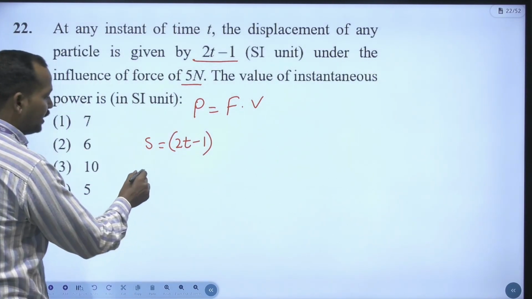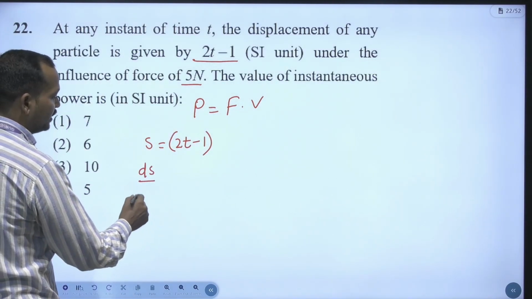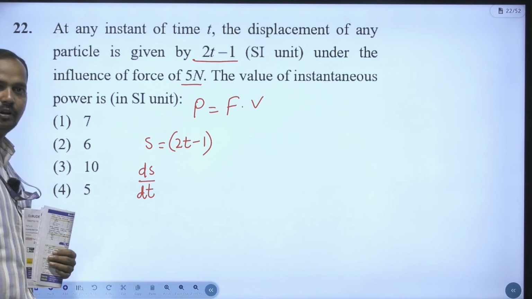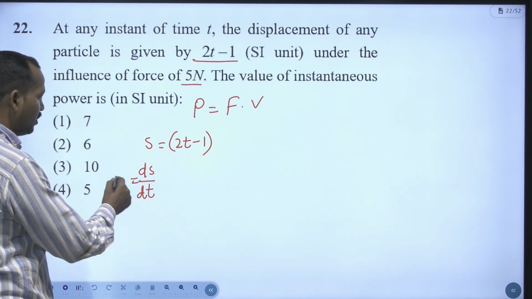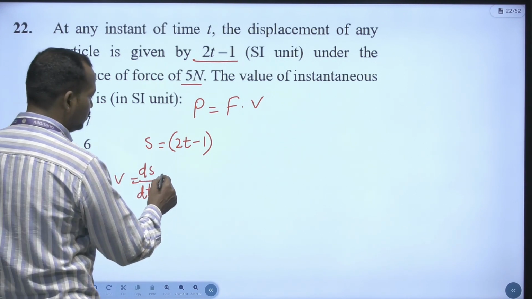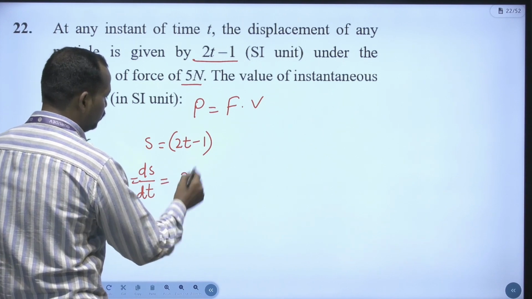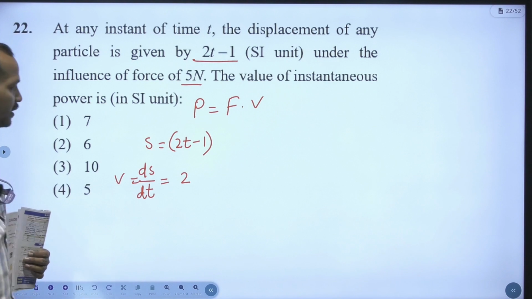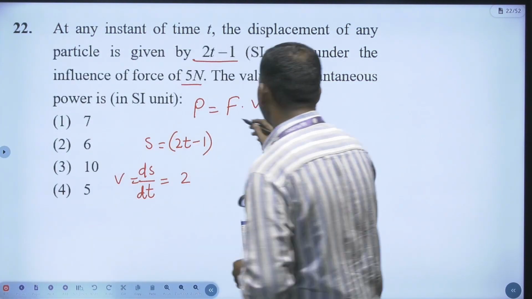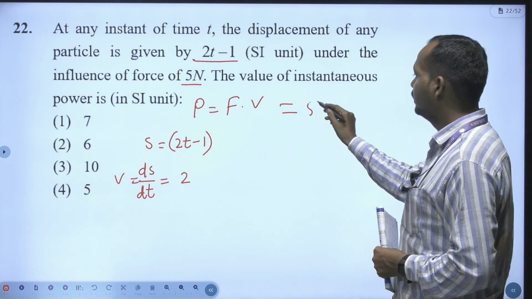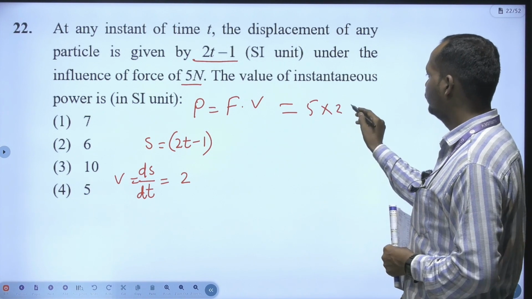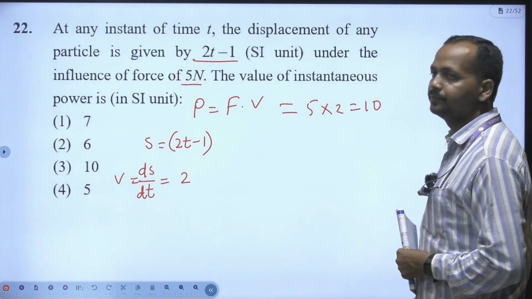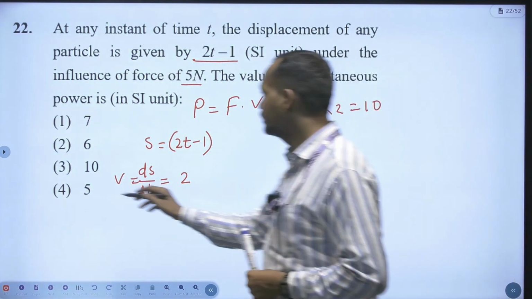Then differentiate this one: ds by dt, displacement upon time, you will get the velocity. So this is equal to 2. If you differentiate this one, then you just substitute the value and you will get the answer. That is power P is equal to force, which is 5 Newton, into 2, which is 10. So the answer is 10.